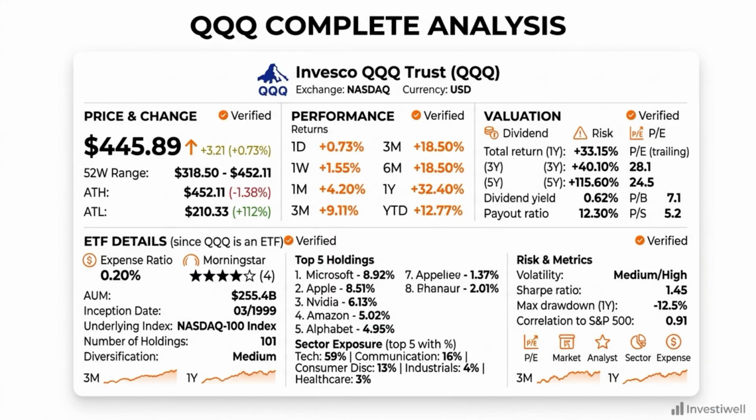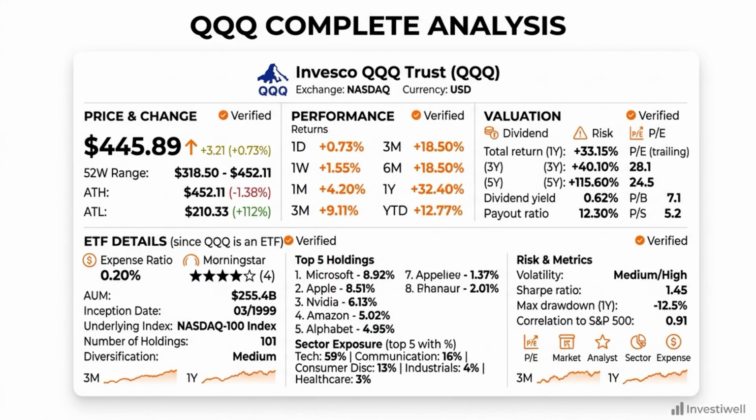The historical performance data here is undeniably aggressive. Let's start with the short term. We have a 1-month return of plus 4.20%, a 3-month return of plus 9.11%, and year-to-date, it is sitting at a very healthy plus 12.77%. Solid numbers. But the long-term compounding is where the jaw just drops. The 1-year total return is plus 33.15%, the 3-year is plus 40.7%, and the 5-year total return is plus 115.60%. I mean, you're looking at an asset that has mathematically more than doubled its investors' capital over a 5-year horizon.